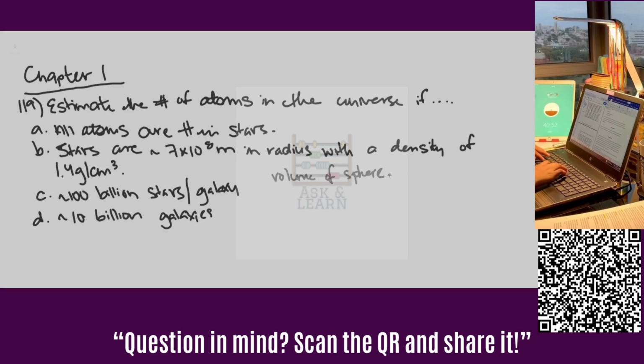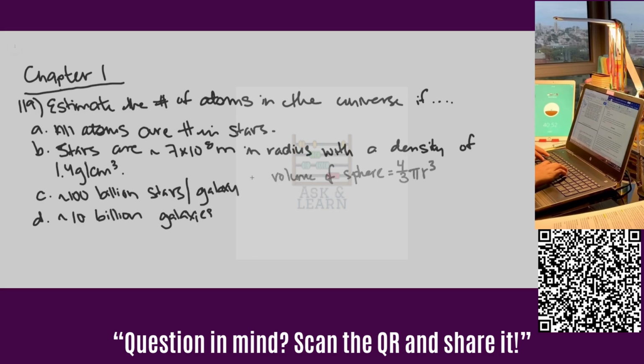So, the first thing that we need to recall, really from geometry class, is the volume of a sphere, and that'll come in handy later. Stars are generally roughly spherical, and the volume of a sphere is 4/3 times pi r cubed. So that'll come in handy in a little bit.